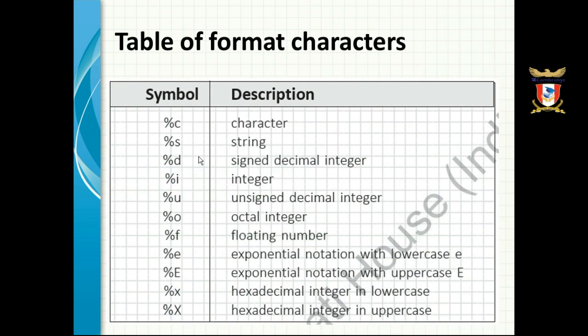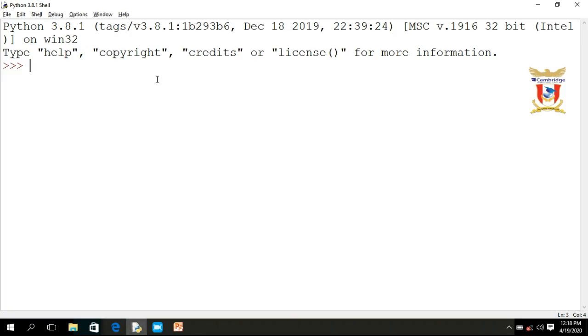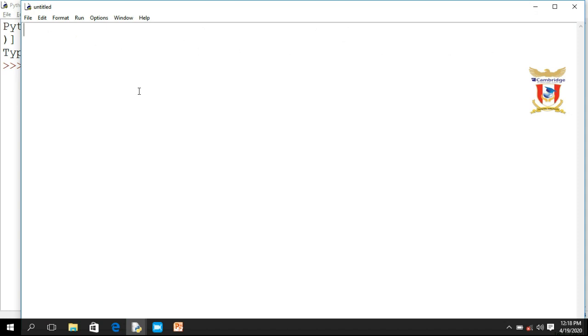So that was all about how to use format characters in a program. Next we'll discuss some fundamental types that we can use in a program for formatting. For example, we have %s for string, %d for integer, and %f for float. We can also use a mixture of all these types in a single statement. So let's get started. I'll start a new file. Then here I'll declare a variable.